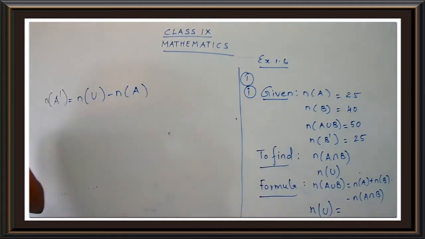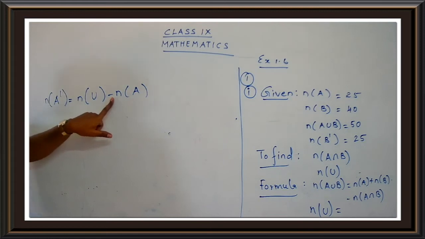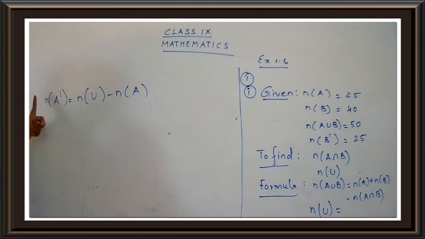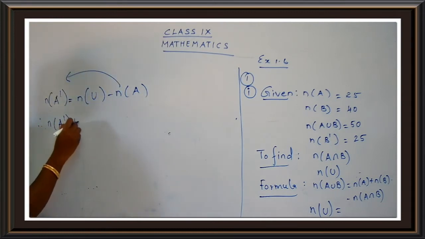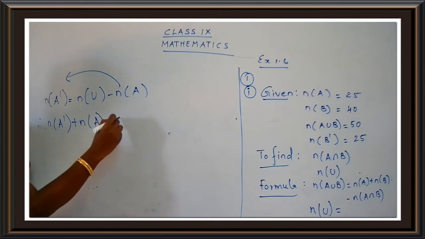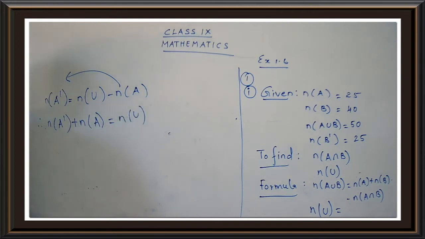Okay. So when you have to find n of U, what I am going to do is just bring this minus n of A to the LHS. If I bring the minus to the LHS, it changes the sign. So the minus sign will change into a plus sign. So what do you get here? n of A dash, and when minus n of A comes to this side, it becomes plus n of A, and this is equal to n of U. Okay children, now this is for set A because you are only dealing with the set A.